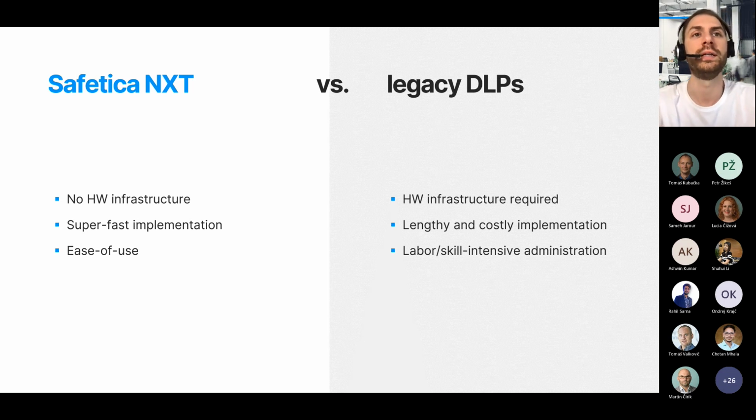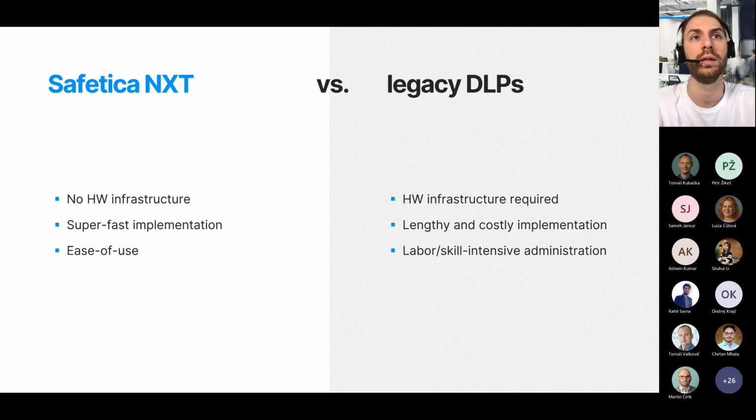And as most of these legacy DLPs are rules driven, you need to set up every DLP rule for what is allowed and what is forbidden. It requires pretty deep expertise and a dedicated specialist that goes through the logs, goes through the settings, and continually adjusts them based on how the environment changes in the company. So these are the biggest differences between Safetica Next-Gen SaaS and the legacy DLPs.